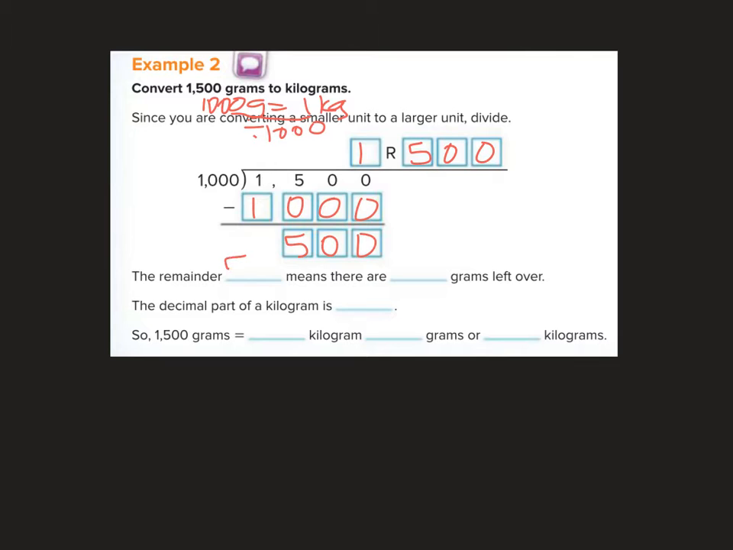The remainder 500 means that there are 500 grams left over. Or I could say it is the same as 1.5 kilograms. The decimal part of a kilogram is .5. So 1,500 grams equals 1 kilogram, 500 grams, or 1.5 kilograms, like I showed you on the last division problem.